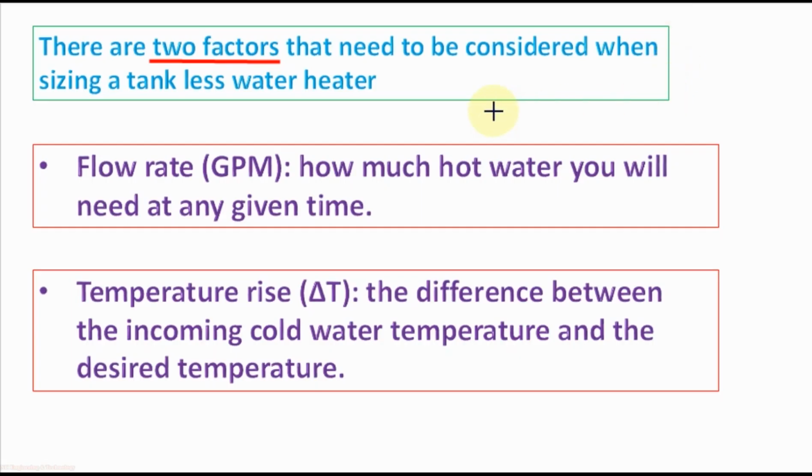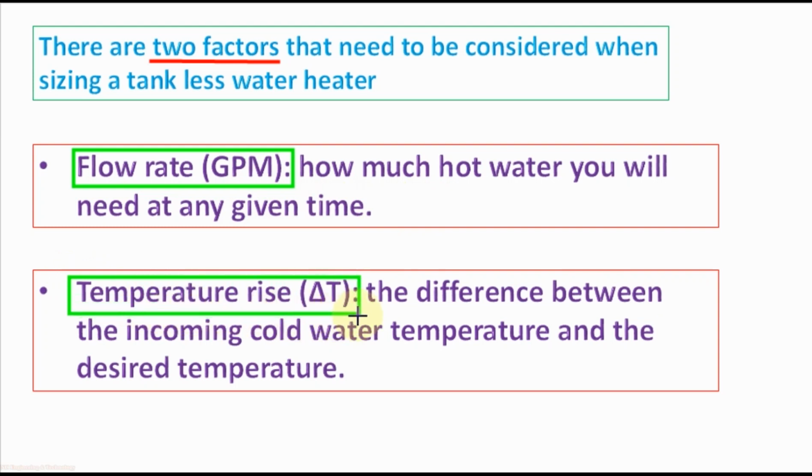There are two factors that need to be considered when sizing a tankless or instant water heater. Number 1, flow rate, GPM: how much hot water you will need at a given time. Number 2, temperature rise. It is the difference between the incoming cold water temperature and the desired hot water temperature that you will need.